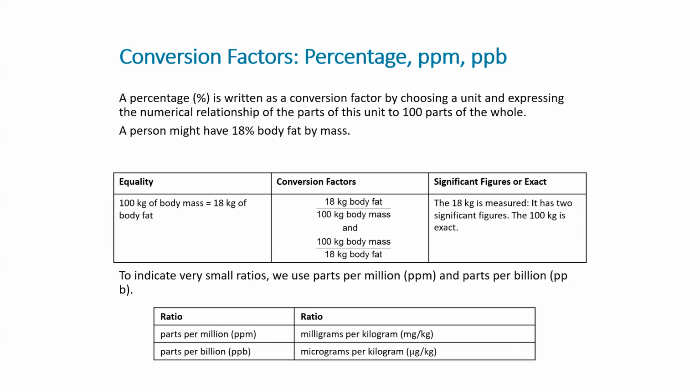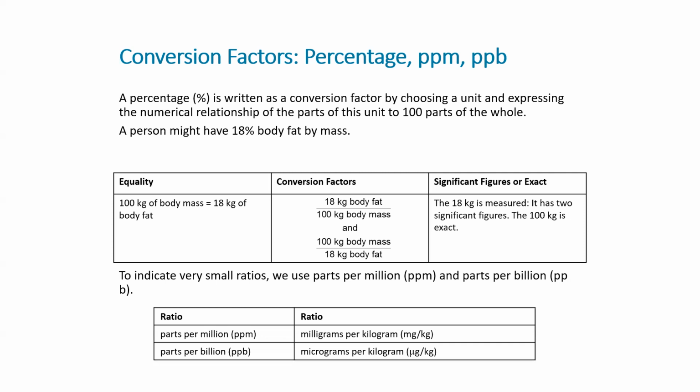So for example, if a problem says a person might have 18% body fat by mass, this tells us that 18%, and you're going to choose a unit, and it's talking about mass, so it would make sense to choose grams or kilograms. Because they're talking about a person, we might choose kilograms. So that means that they have 18 kilograms of body fat in 100 kilograms of body mass. So that's a conversion factor we can write given the percentage of body fat that this person has.